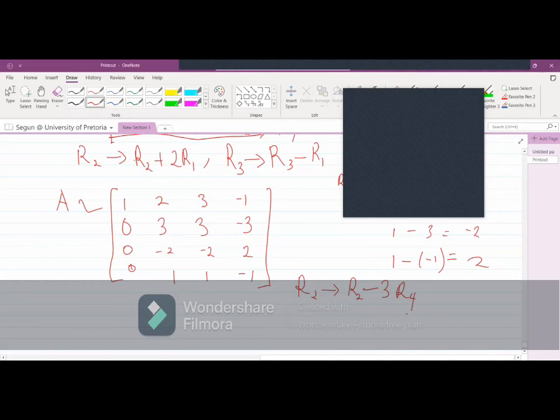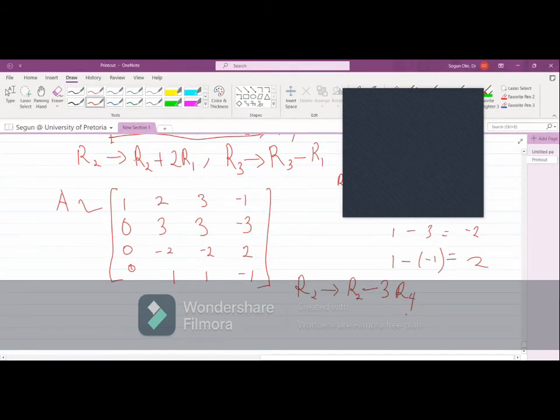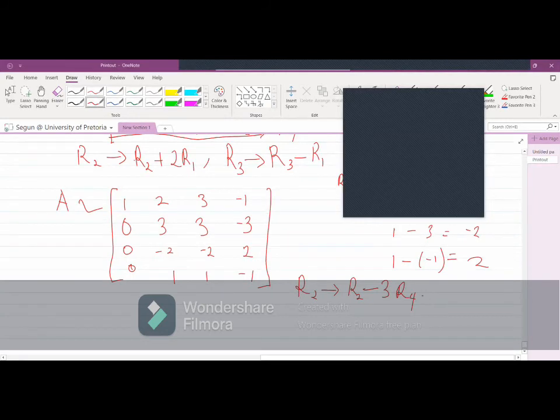Do you agree with me? Remember, all of the elements in row 2, they are 3s. So we want to remove that 3. So by the time you multiply them by R4, R4 is 1. 1 times 3 is 3. So it will be easy for us to eliminate it. Then, who can tell us the one of R3? R3 is R3 plus 2R4.